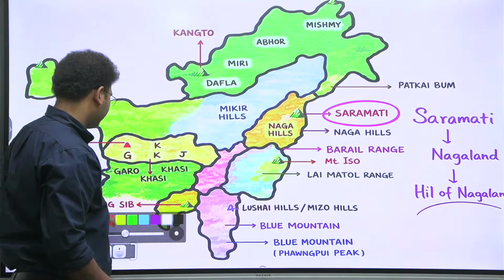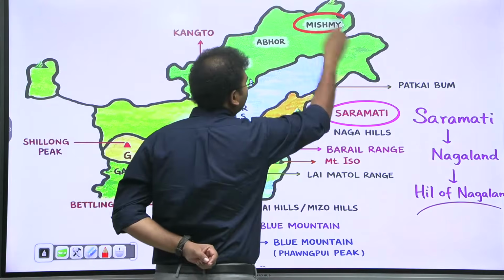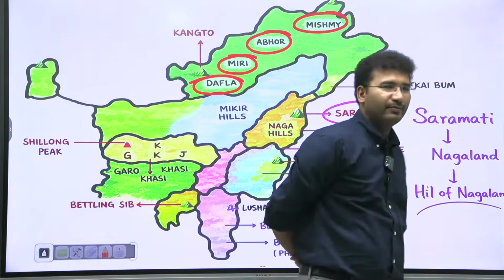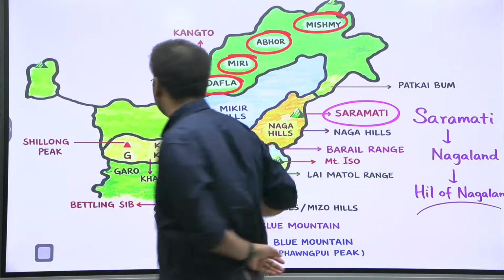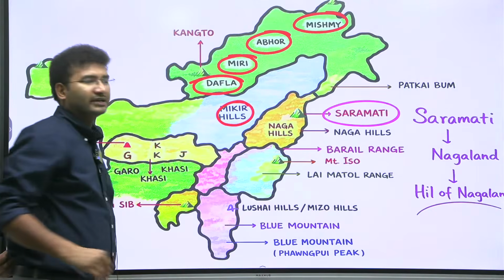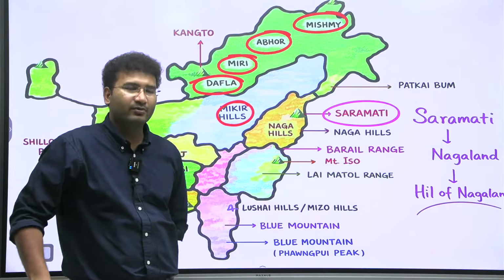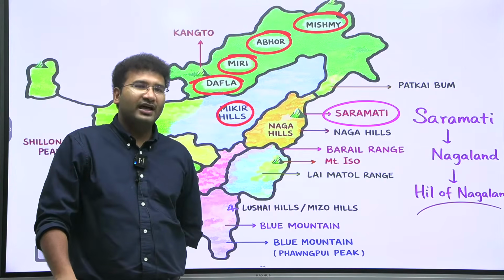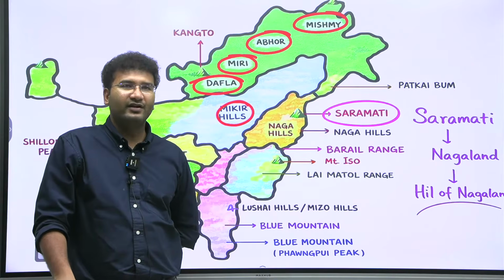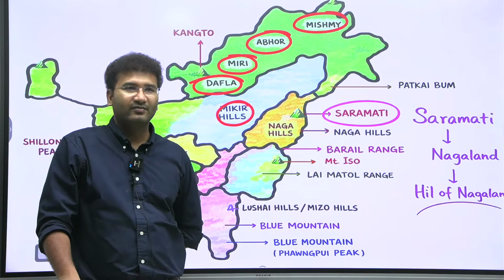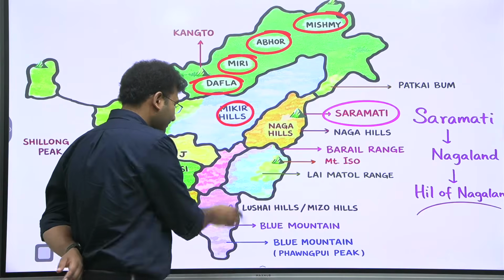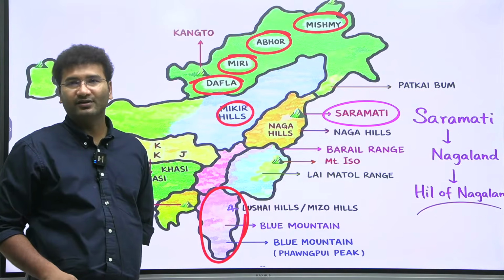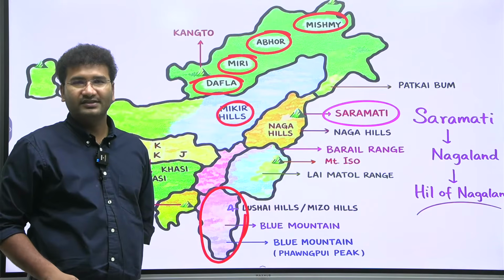So look here, Mishmi, Abor, Miri, Dafla, and then Mikir in Assam. These are the mountain ranges. Nagaland, Naga Hills; Manipur, Manipuri Hills; Mizoram, Mizo Hills. Which is called the molasses basin of India? Mizoram. Good. Molasses basin. Sugarcane is widely grown here. Right? This is molasses.